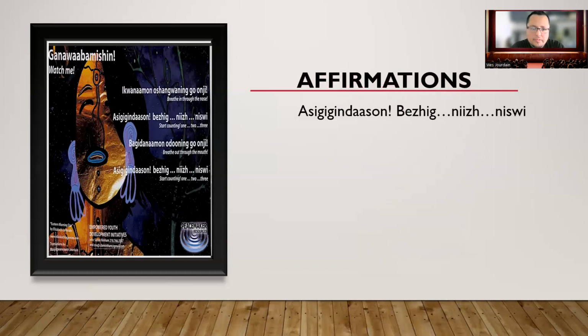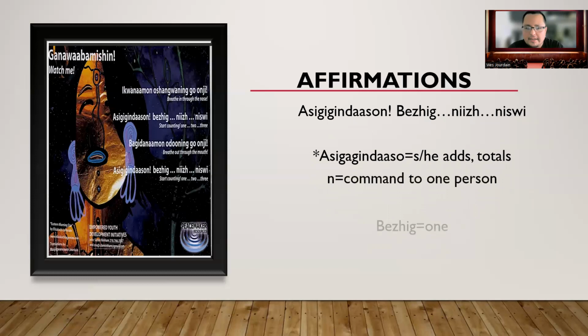Next one, we have a sigigindaso with an N at the end. A sigigindason, basic, nish, niswe. So what we're asking, and I'll explain this word here, there's our word again, a sigagindaso, here he adds or totals things. And then the N is the command to one person. Basic, nish, this way. And so if we put all four of these together, this is how it sounds.